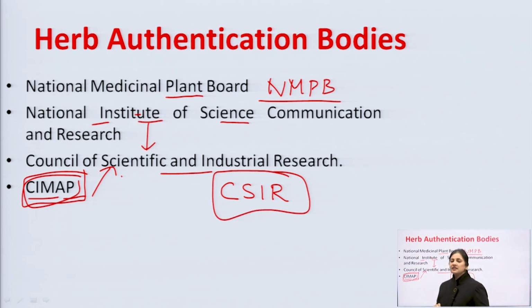So CSIR is basically the largest R&D organization, an autonomous body under the Government of India, which deals with the authentication of plants and their herbs as well as their parts.